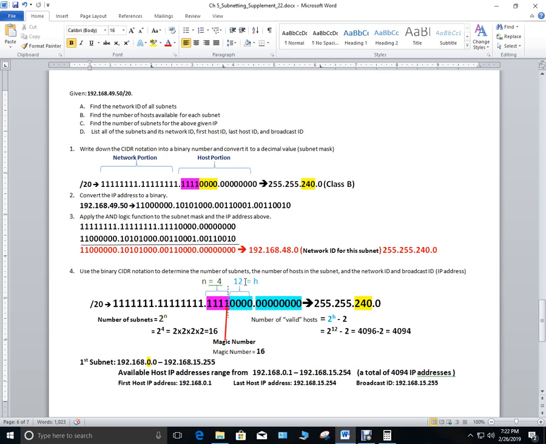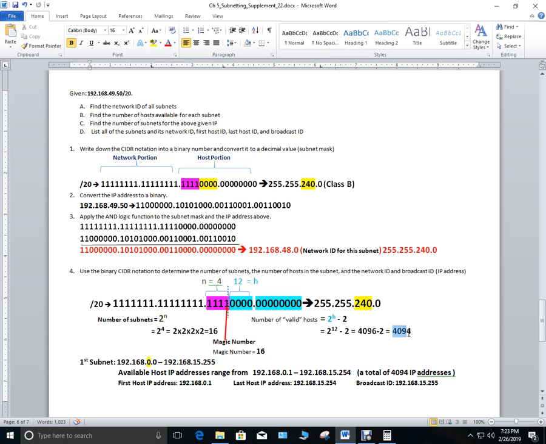There are a total of 12, because there are 8 zeros right here plus 4 zeros. So the h is equal to 12. The formula for that is 2 to the h minus 2. 2 to the 12 minus 2 equals 4,096 minus 2, which is 4,094 available IP addresses that we can assign to the end devices on the network.